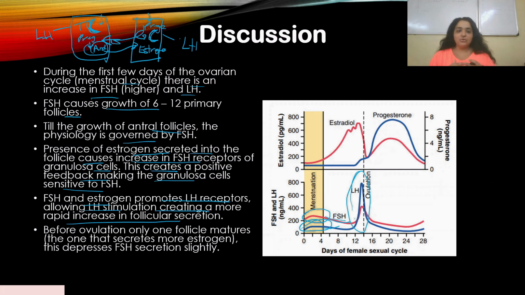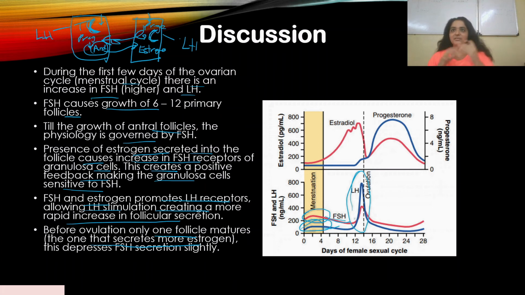Now, before ovulation occurs, we know for a fact that only one follicle is ovulated at one time, in one period cycle or menstrual cycle. Only one follicle then ovulates, one ovum, oocyte rather. So one follicle matures, the one that secretes more estrogen. The best one is taken out, and the rest degenerate.